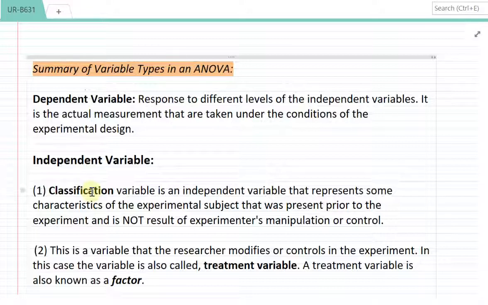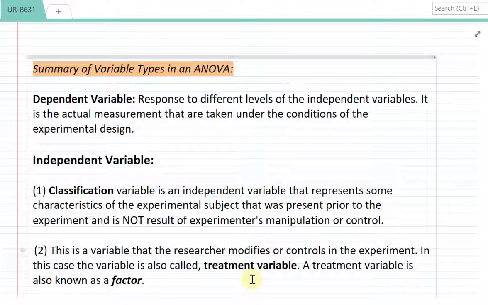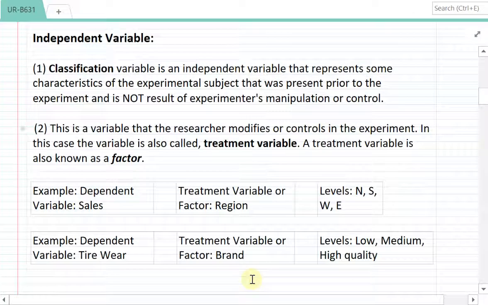And then there is the treatment variable. This treatment variable is actually modified, or there is a control variable there. So the key is that the treatment variable is often modified or controlled by the experimenter. Okay. And a treatment variable is also known as a factor. Okay. So here I have a couple of examples. Hopefully it will clarify these definitions or terminologies for us.